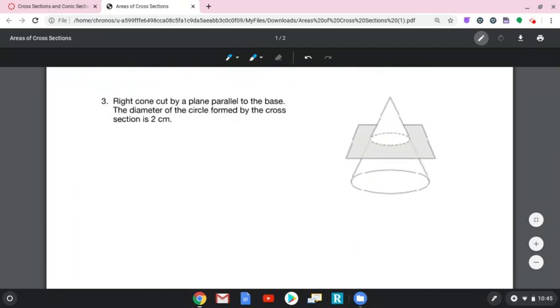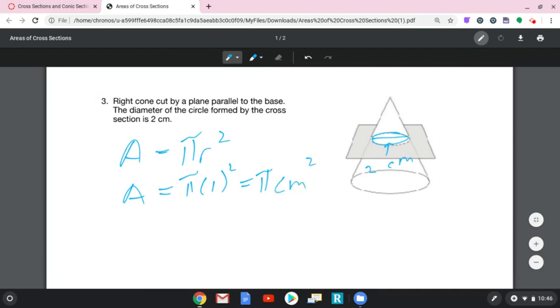All right, guys, your right cone. Now you have a right cone that is cut by a plane that's parallel to the base. Well, if it's parallel to the base, I know that this is a circle. It's a smaller circle than the base, but it is a circle. Now the diameter of the circle formed by the cross section is 2 centimeters. So to find my area, I'm just going to do area equals pi r squared. Well, the radius would be 1 here, guys. So area is pi times 1 squared, which is just pi. And again, it would be centimeters squared.